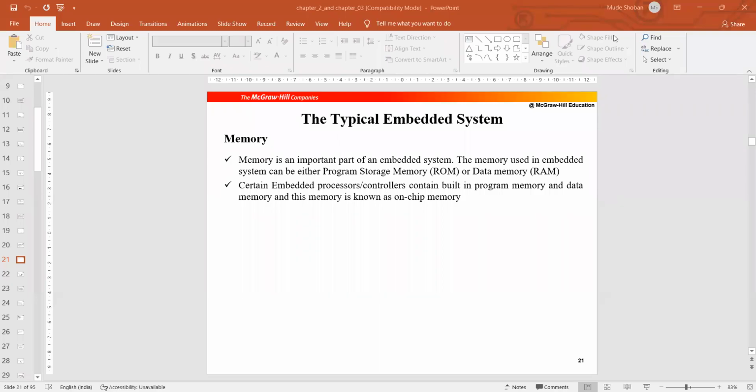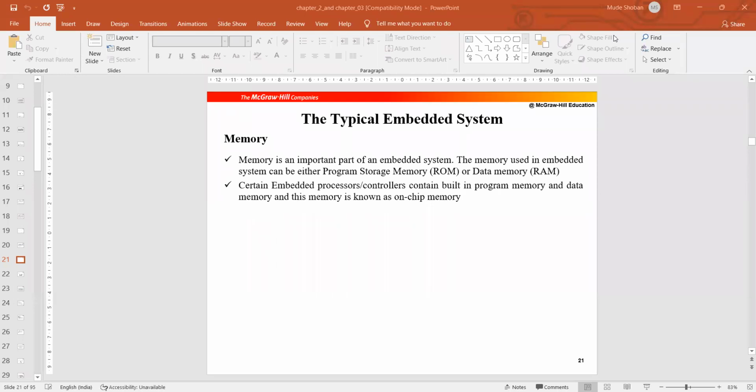So good morning. We will discuss the memory. Memory is an important part of an embedded system. The memory used in an embedded system can be either program storage memory or data memory. Any embedded system has on-chip memory.